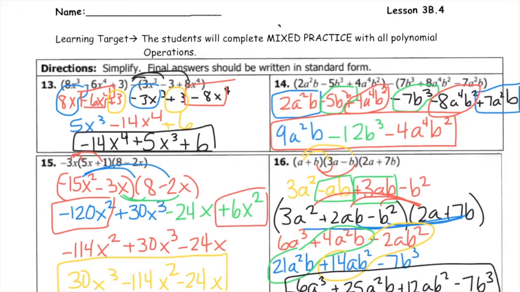So guys, for problems like 15 and 16, when there's just multiplication, make sure you're multiplying and putting parentheses around your product, then bringing down and multiplying again. Make sure to put the parentheses. All right, I can't stress that enough.